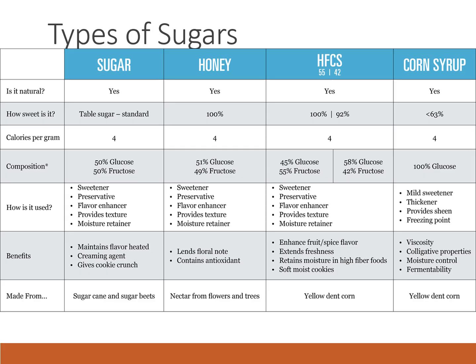Take a look at this chart. This chart compares and contrasts sweetening agents: sugar, which is sucrose, honey, high fructose corn syrup, and corn syrup.